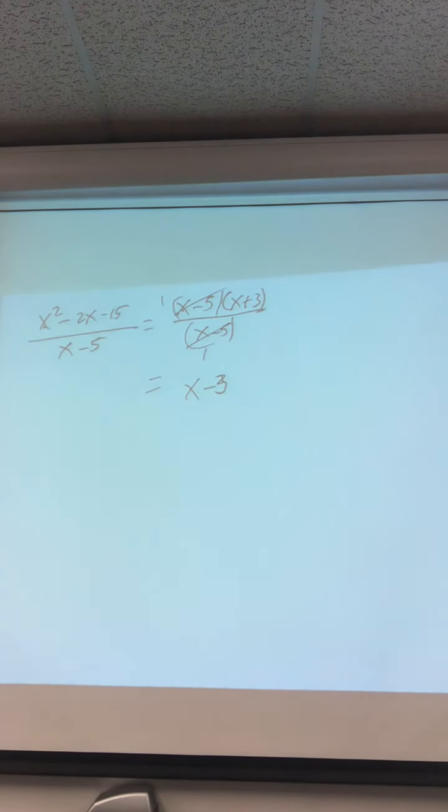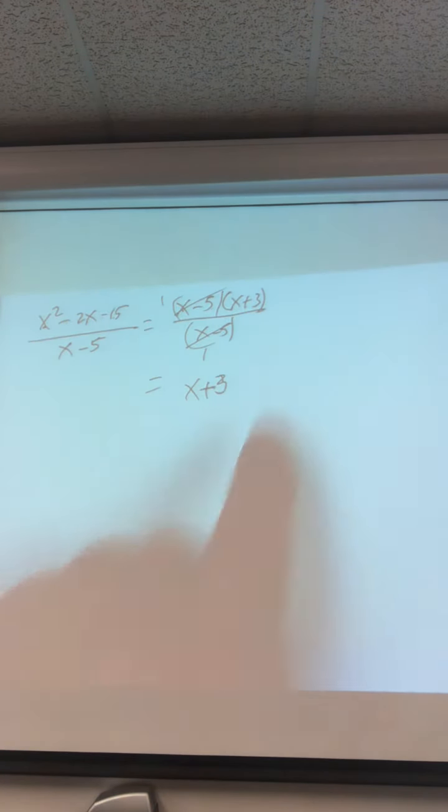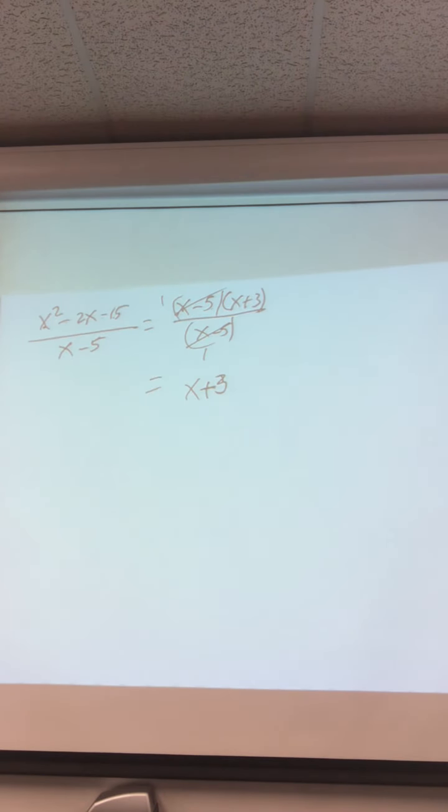Now, if that x minus 3 had been in the bottom, sorry, x plus 3. If that x plus 3 had been in the bottom, you'd have to write your answer 1 over x plus 3.